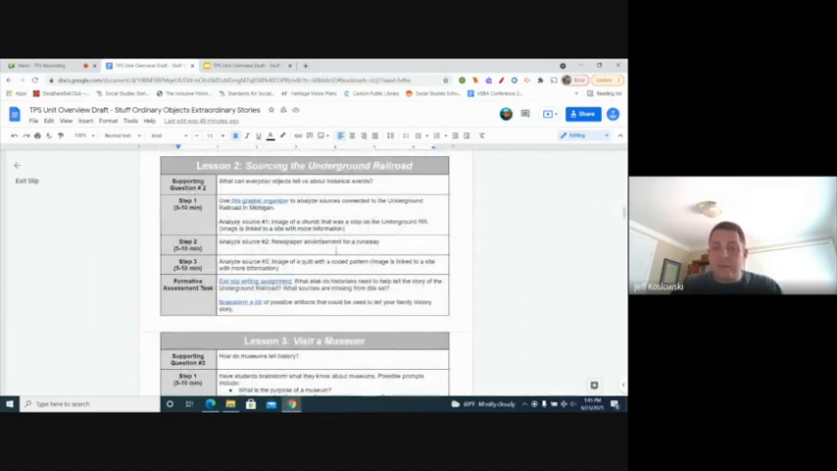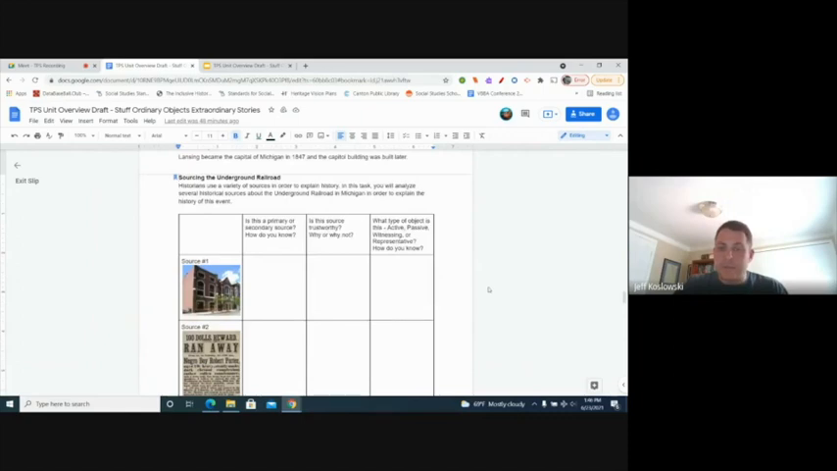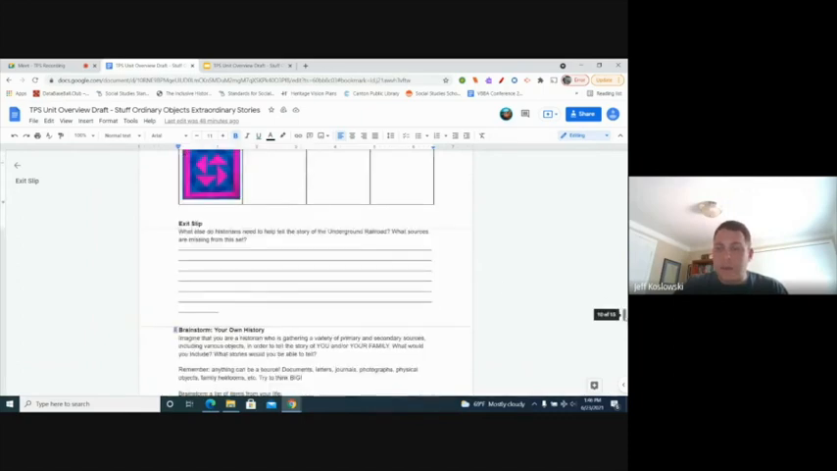We have sources and information. It is all linked, at which point we skip down to our formative assessment, which is asking what else do historians need to help tell the story of the Underground Railroad, and what sources might be missing. And again, all of this is linked down to the bottom as we keep scrolling here.